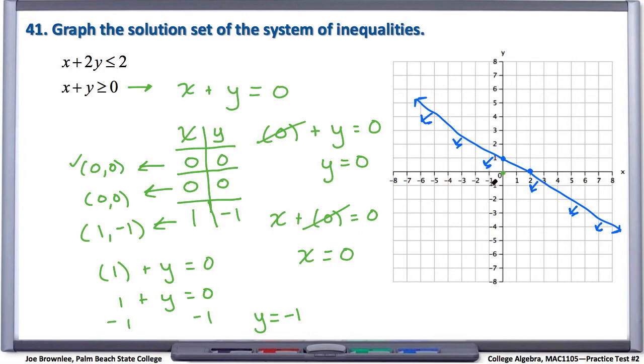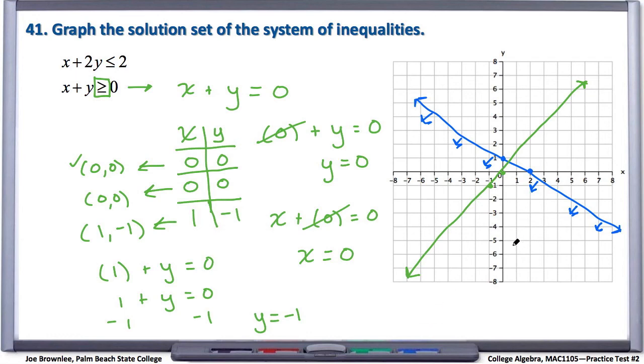So (1, -1), right there. Again, before we connect these 2 points, go back and look at what the inequality was, because we have to remember either to use a solid line or a dashed line. Based on this inequality, we're going to be using a solid line, right? So there's our solid line, and now we're going to determine where to shade.